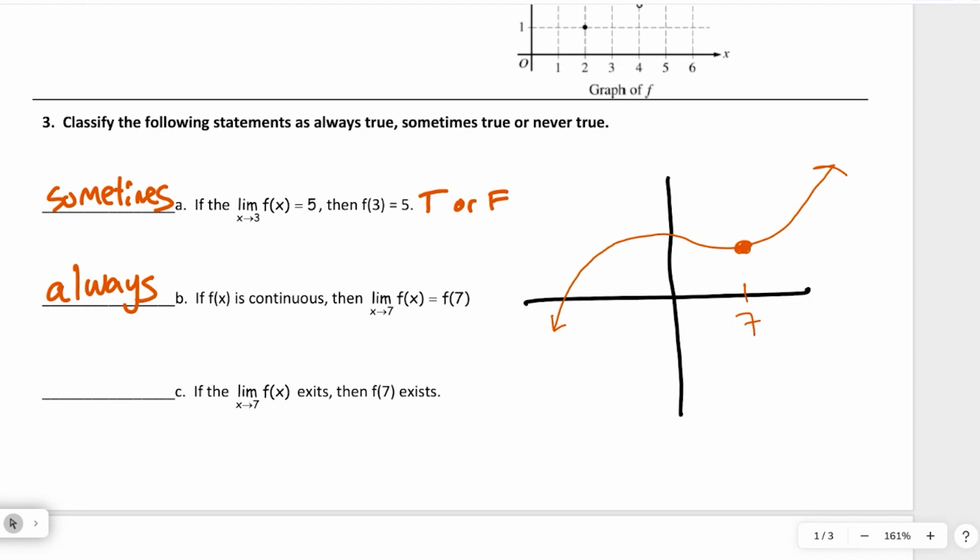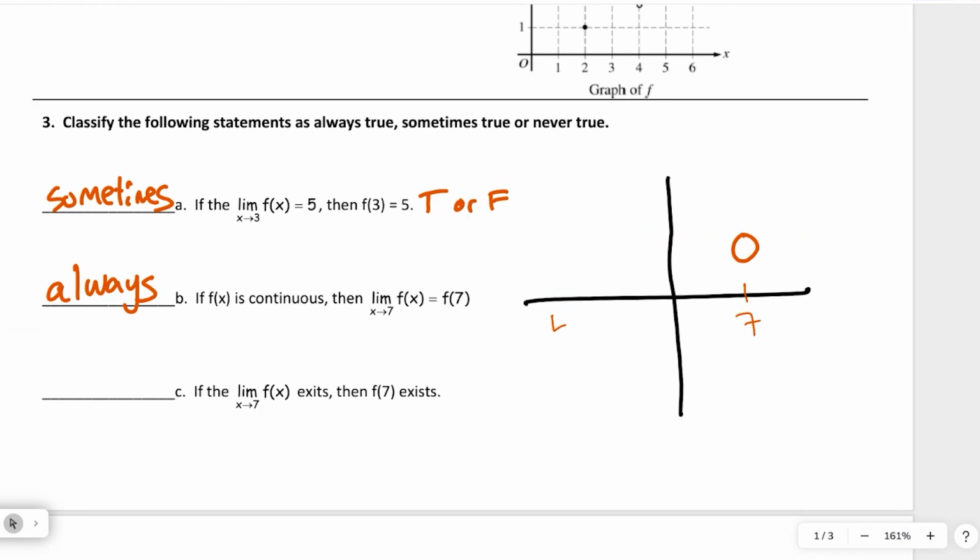If the limit as x approaches 7 exists, then f of 7 exists. Well, that could be true, but not always. Okay, just like what we saw with letter A, just because the limit exists here doesn't necessarily mean that the function actually is defined there.